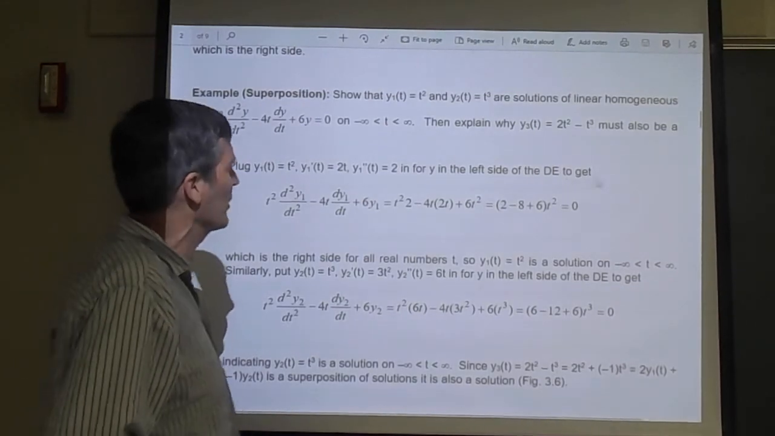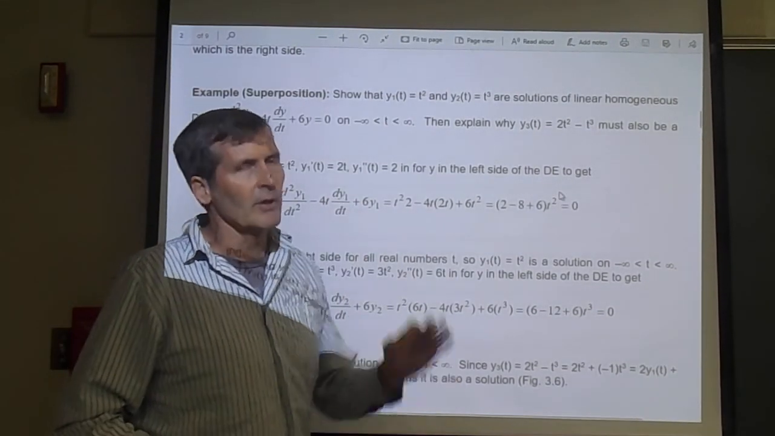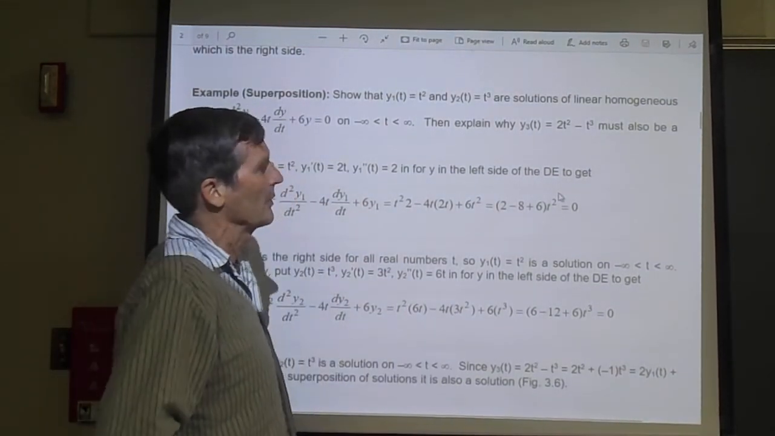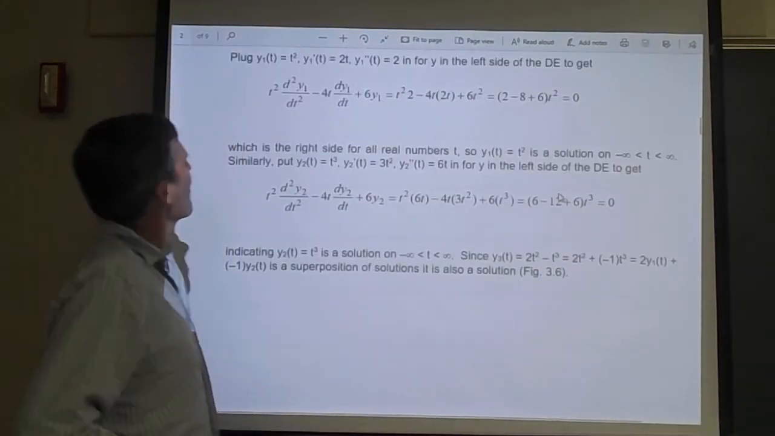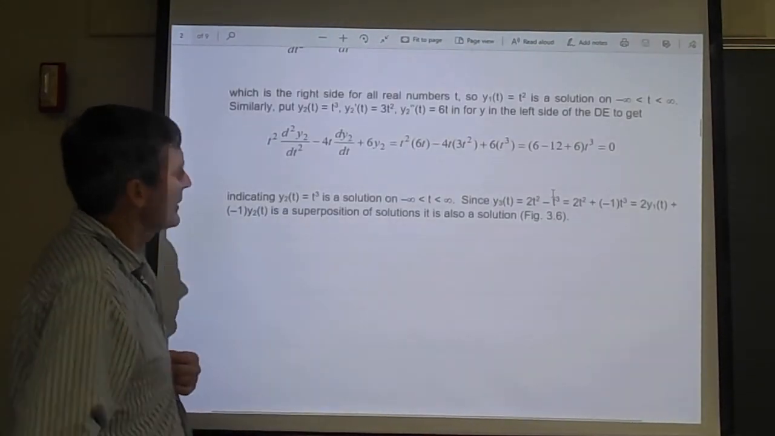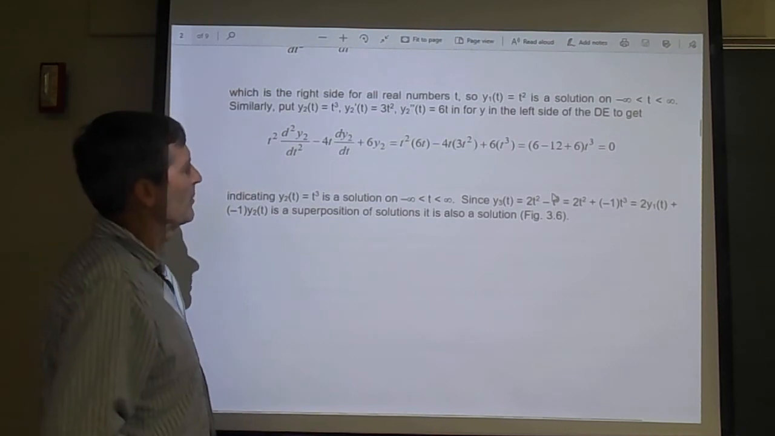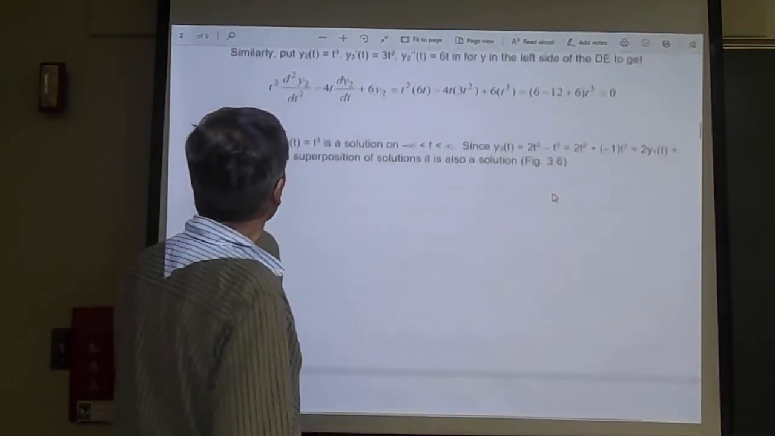So that's a very important principle of linear homogeneous equations only. Don't assume that for other equations. It also works for other order linear homogeneous equations. You can try it in first order or third order or something.